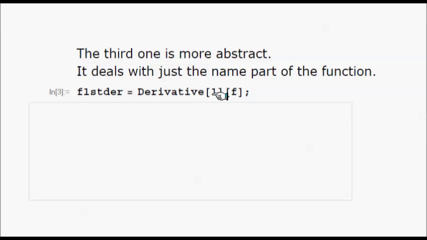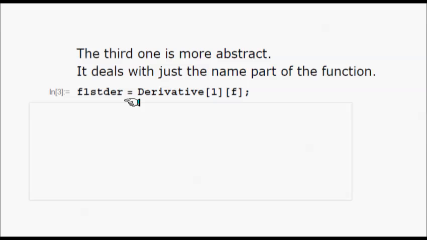So if you use this command, the first derivative of a function with the name f, then that whole thing is going to be a different function. You don't have to put x or anything. It already knows what the variable looks like, so it only deals with the name part. So this f first derivative, I named it. This can be the name of a new function.